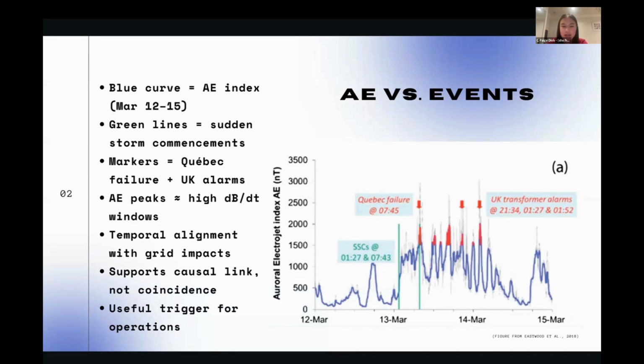Just to add, large negative Dst values indicate stronger storms, and higher AE values typically mean stronger and more dynamic auroral activity.